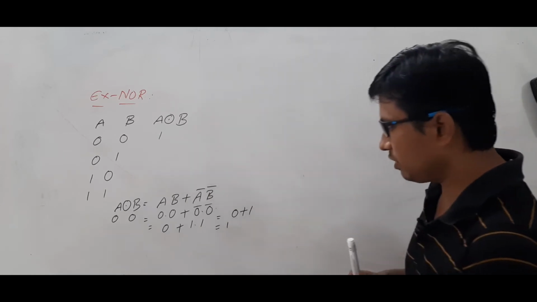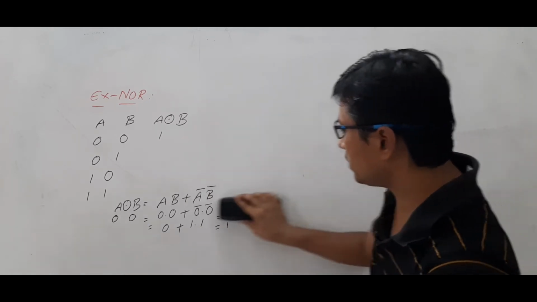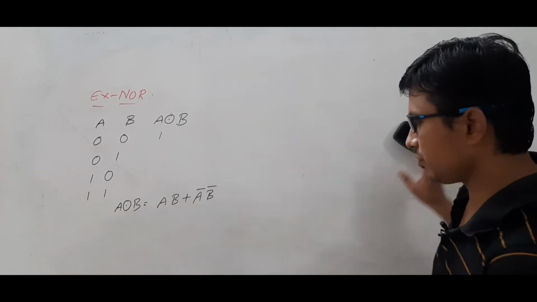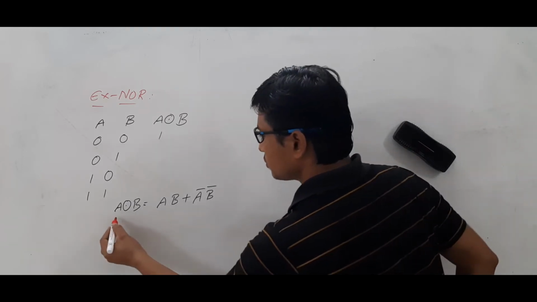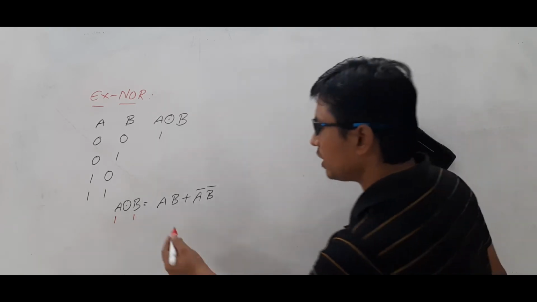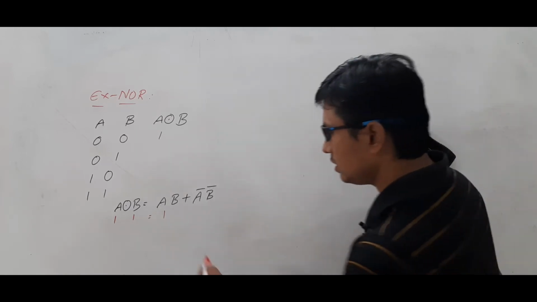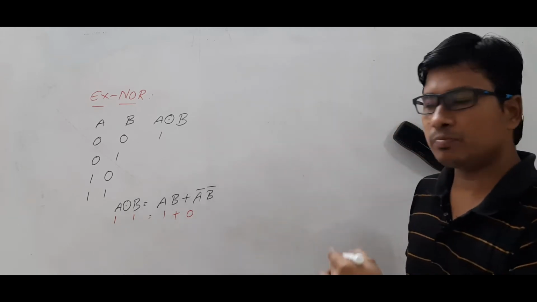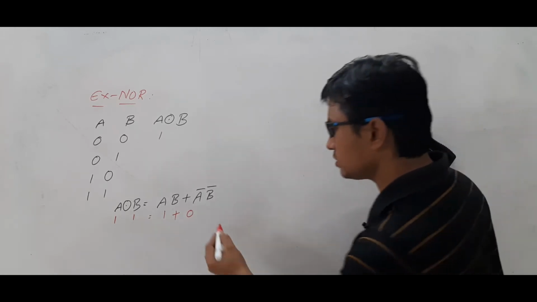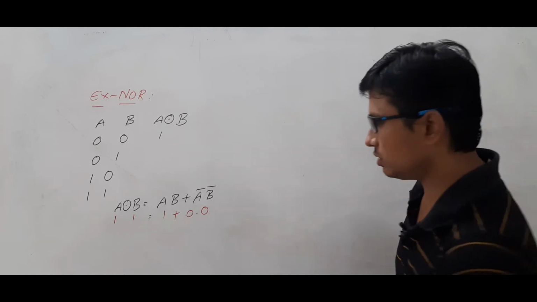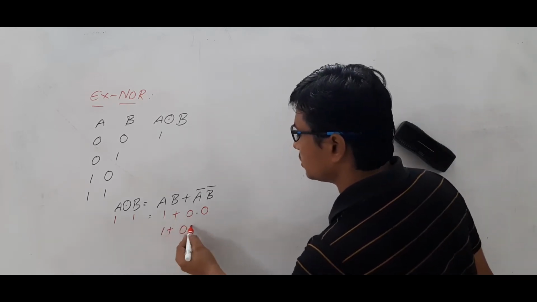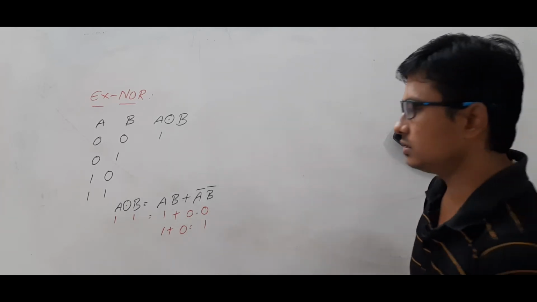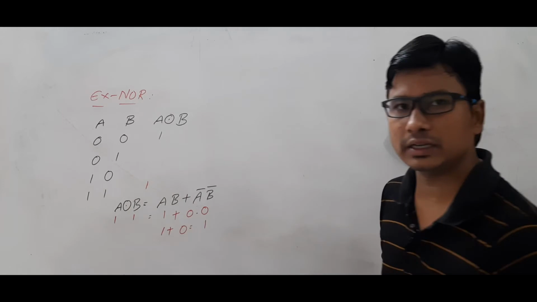Now if you want to verify, when the A value and B value are 1, it also produces the output as 1. A value is 1, B value is 1. So 1 and 1 is equal to 1. Now A complement, 1's complement is 0. B's complement, B value is 1, 1's complement is 0. So 0 and 0 is equal to 0. So 1 or 0, you will get 1. Is it clear? So here also you are getting 1.